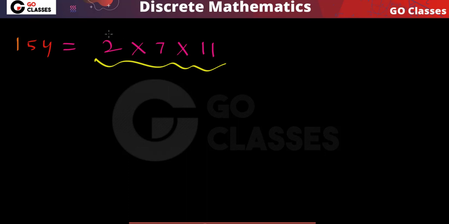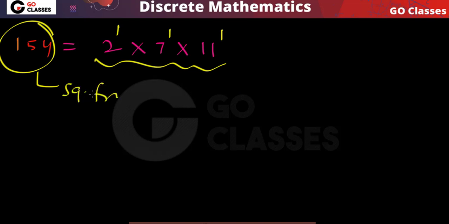So for example, this 2 multiplied by 7 multiplied by 11. Okay, this number is definitely square free. So what is this number? I think this number is 154. You can clearly see this is square free because in the prime factorization all the powers are 1. So this number is square free.